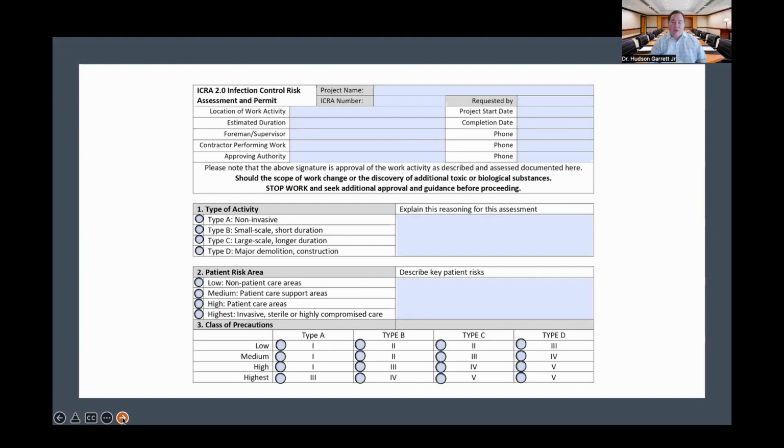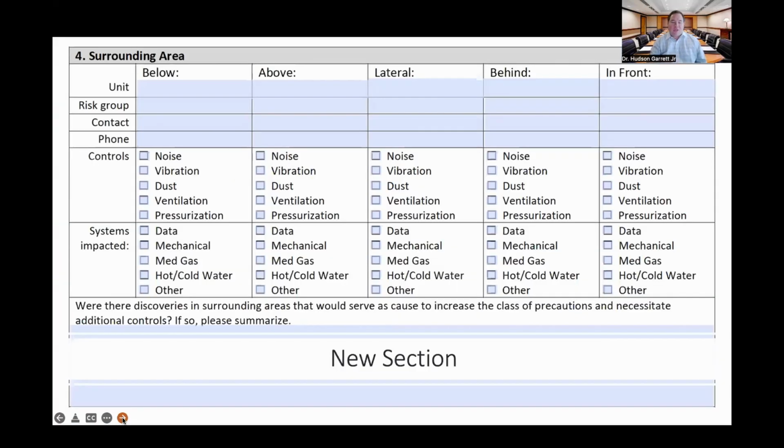And we also know that based on the patient risk area, that's going to be the highest classification because it's an invasive, sterile, compromised area. And so that's going to be our recommendation for that. Once we determine that, we're going to go down and say, okay, we're looking at type D, and we're really looking at that highest risk, which is going to put us in V. And that's going to help us dictate what type of infection control recommendations and mitigation should actually be triggered. And I'll show you an example of that here in just a moment.